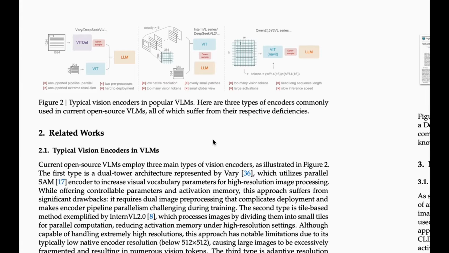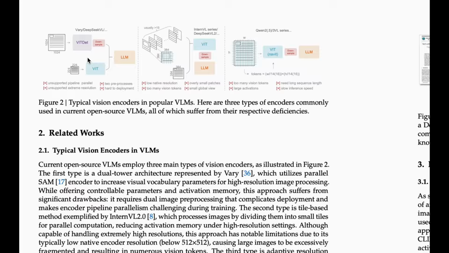Yeah, so this is figure two from the paper, and I love this diagram because it shows the problem with existing approaches. See these three types of encoders that are present. The first one is VARY, which is a dual tower. What it does is it uses two separate encoders in parallel.